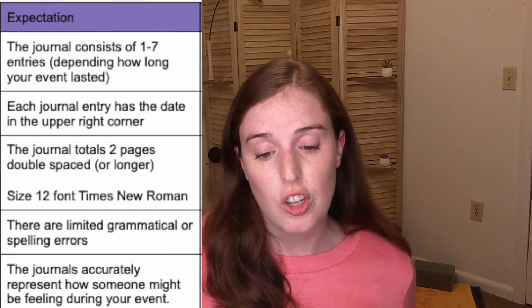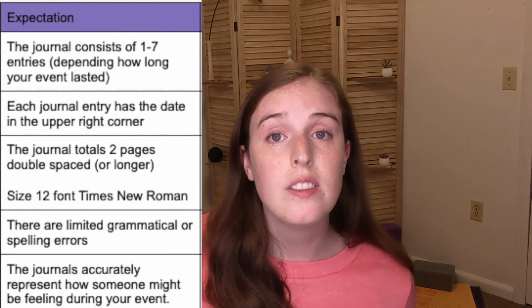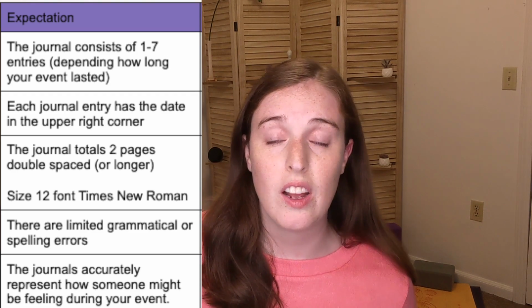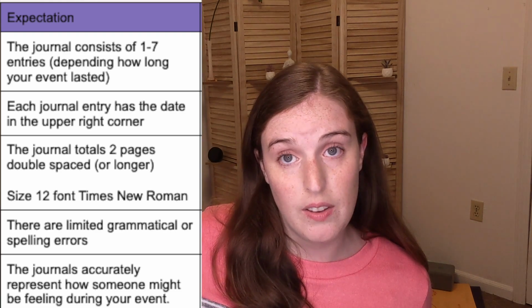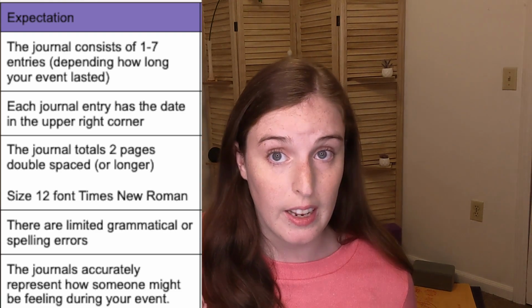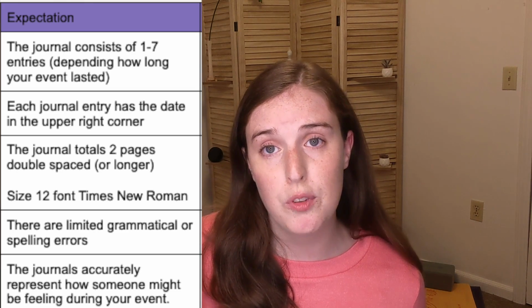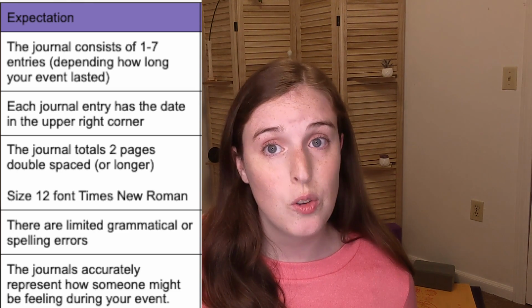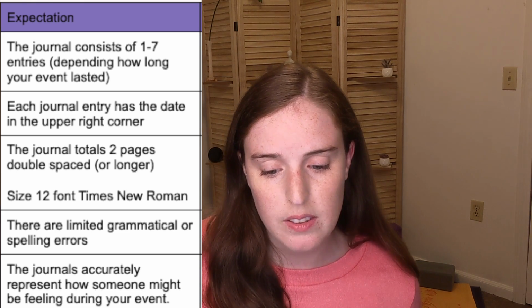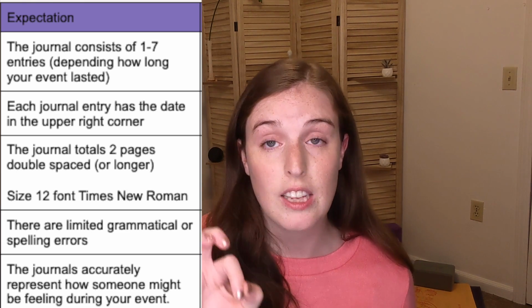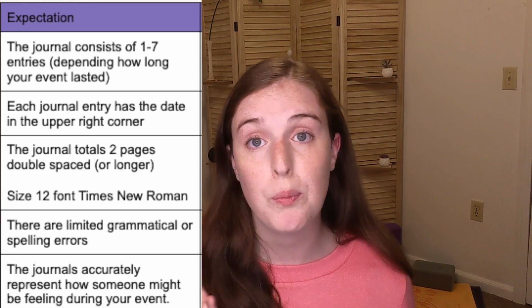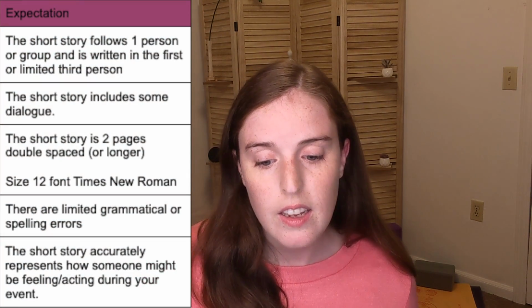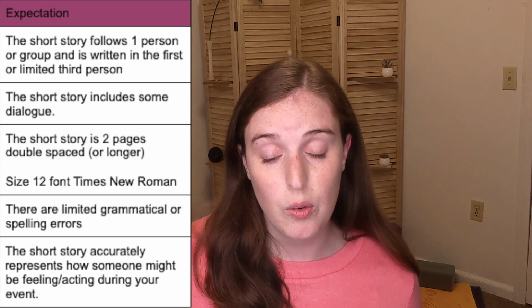If you choose to do the journal, it will consist of 1 to 7 entries, depending how long the entries are and depending on how long the event lasted. As well as it will need to have the date in the upper right-hand corner. You'll want it to be Times New Roman, 12-point font, and it's going to be 2 pages double-spaced. We're also looking that this ties back to what you've learned about your event and that there are limited to no grammatical errors.